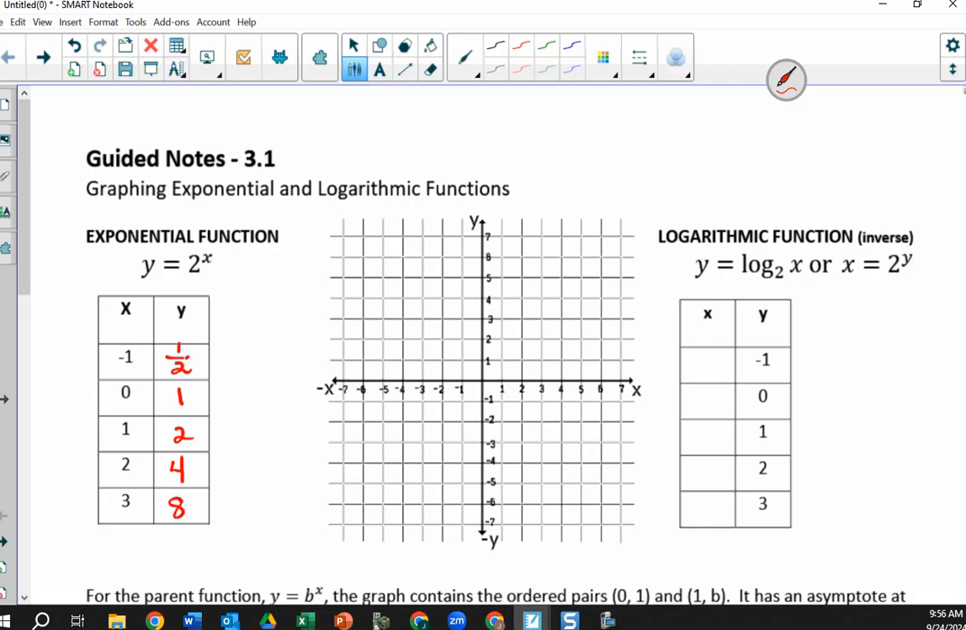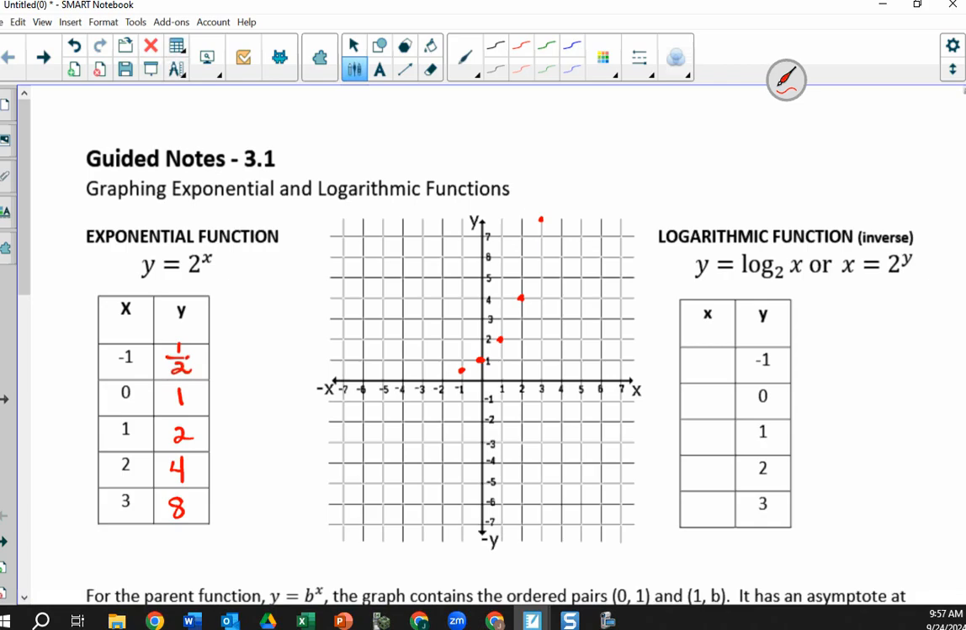So -1, I'm going to plot 1/2. 0, 1. 1, 2. 2, 4, and then 3, 8, which is all the way at the top. Now, when you normally graph exponentials for me, you do not have to graph this many points, but this is making sure you understand the shape and how all of this works.